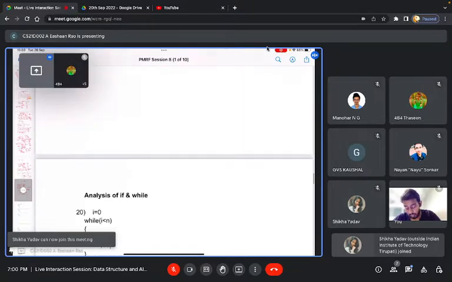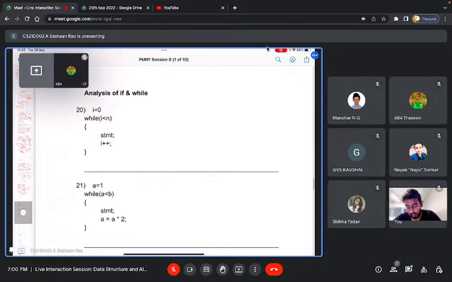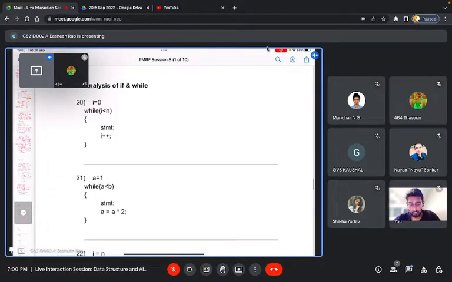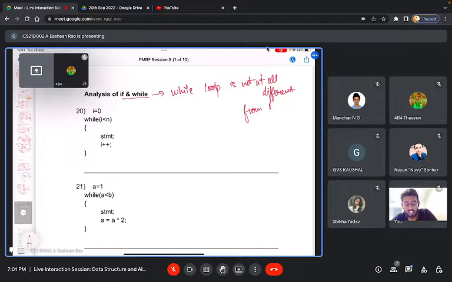Okay, so this is a sum of the function. We have certain functions as well to discuss, but since we have already covered several, I will quickly go through it. So this is the analysis of if and while. To summarize, a while loop is not at all different from a for loop.